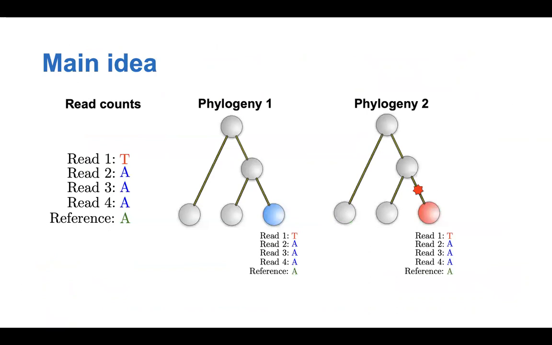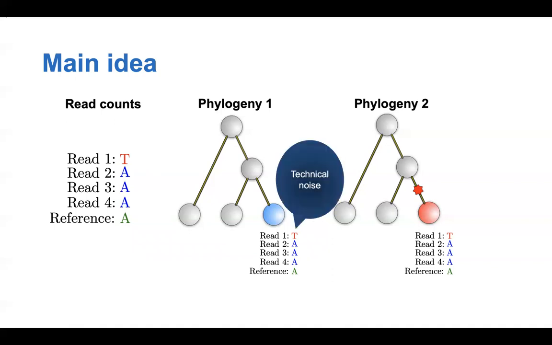Here's an example to show the intuition behind phylogeny-aware variant calling. Let's say we have 4 reads from a single cell mapped to a genomic position. We can see all the reads contain the nucleotide A at this position, except for one of them which has T. Suppose we know the true phylogenetic tree of the cells, and we know that there is no mutation on the branches of the tree leading to this cell. Then we can say that the variant nucleotide is a result of technical errors.